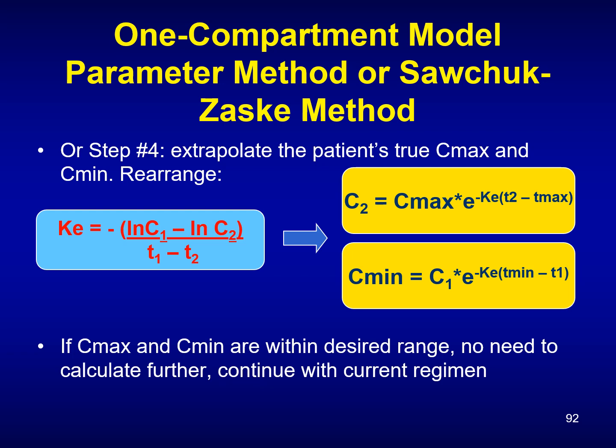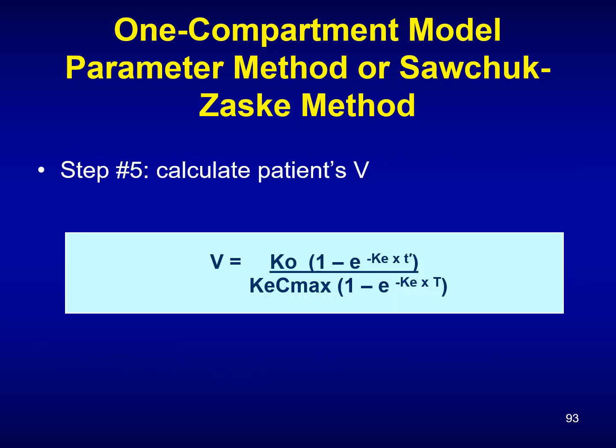If the patient's actual Cmax and Cminimum are within your desired target concentrations, you no longer have to go any further because you know that the patient's regimen is fine and you can keep on giving the patient the same regimen. But what if the patient's Cmax and Cminimum fall outside your desired range? Then we need to proceed to the next step. Step 5 is to calculate the patient's actual V. I say actual because we're no longer using desired Cmax in this equation, but rather the patient's true Cmax, as well as true KE.